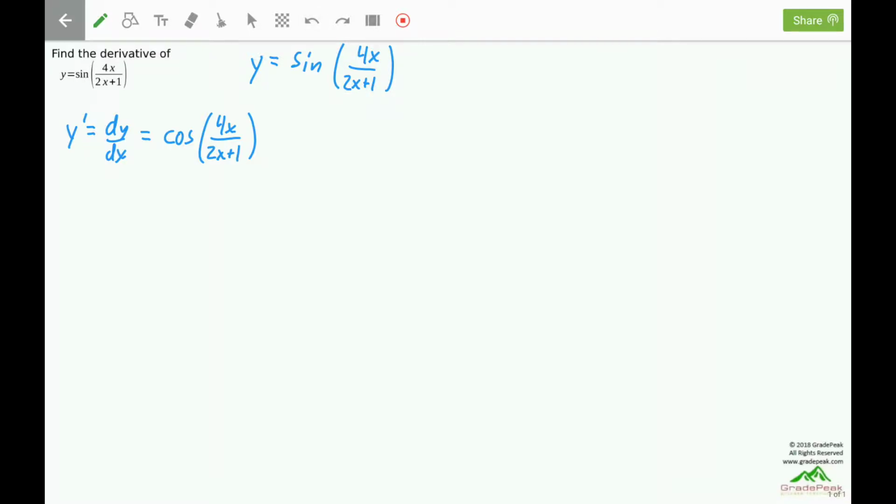We'll start with the derivative of the numerator, that's a 4, times the denominator left alone, 2x plus 1, minus the numerator left alone, 4x, times the derivative of the denominator, that'll be just a 2, and then the entire thing over the denominator squared. And all this is multiplying that cosine.